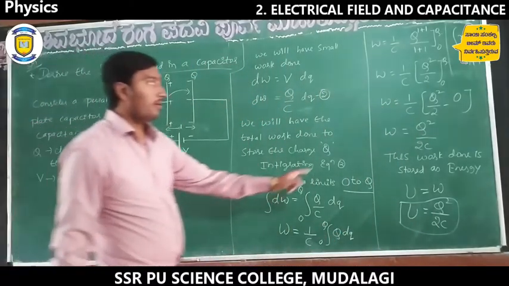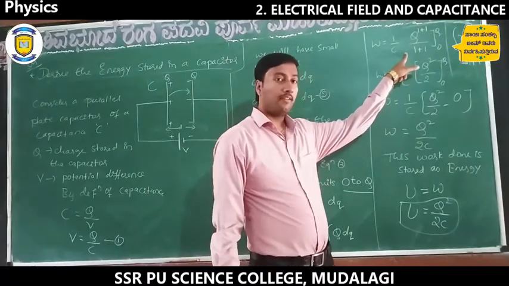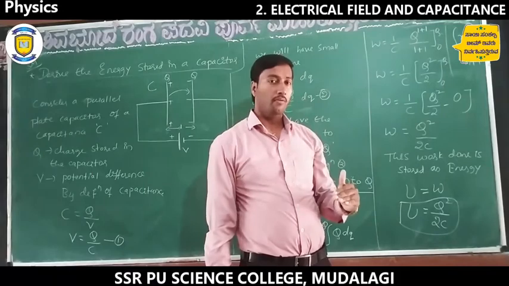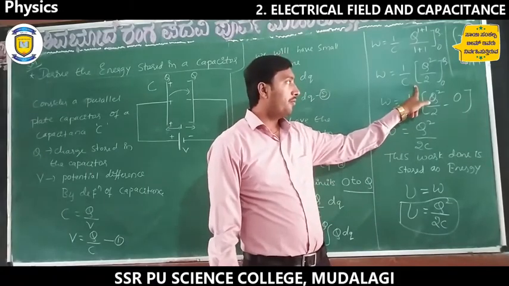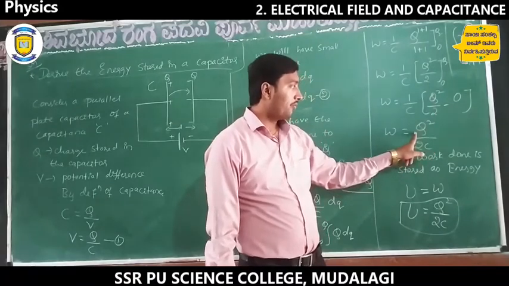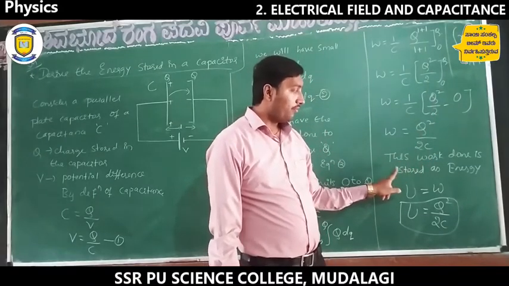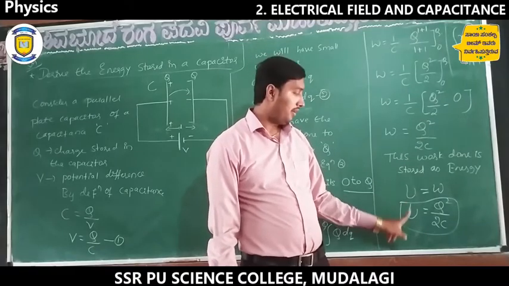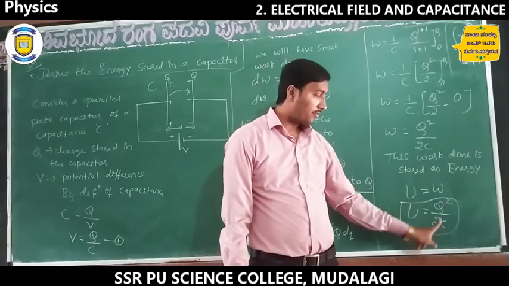Okay. So in the integration, Q becomes Q raised to 1, then Q raised to 1 plus 1 divided by 1 plus 1. So Q square by 2, substituting the upper limit minus the lower limit. So Q square by 2C remains. This work done is stored as energy. Energy means U. Okay. U equals Q square by 2C.